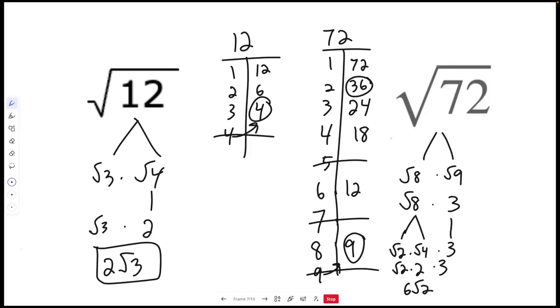Okay, and here's the work if you had chosen the 9. Notice that you have to do an extra factoring. So you break it into 8 and 9 here, but then you have to break the 8 into 2 and 4. So you have to do an extra step, right? So again, choosing the biggest perfect square is always faster.